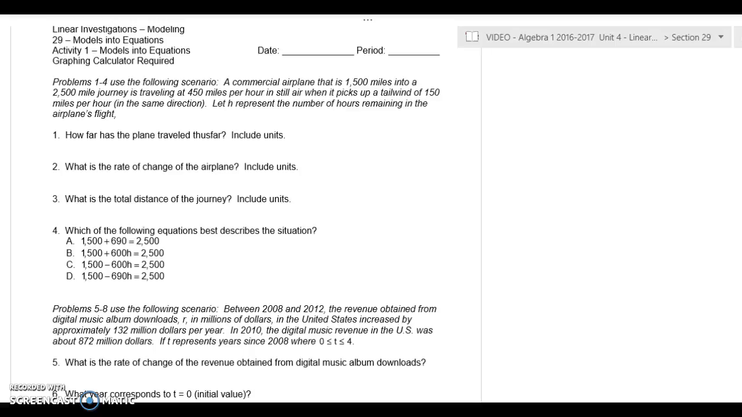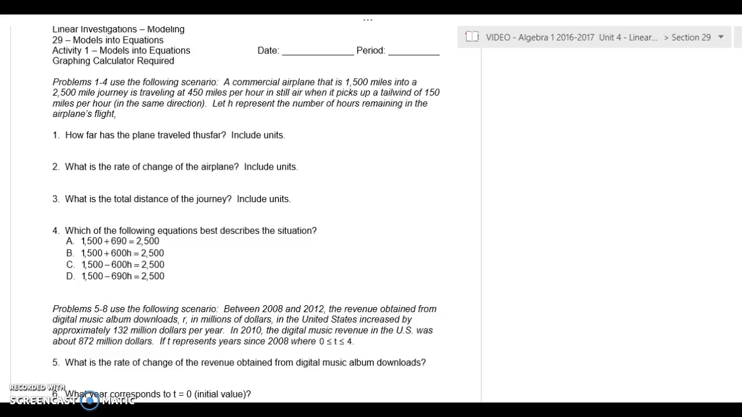In this section, we're going to look at how to turn a model or a situation into an equation that we can actually use to solve for certain quantities. So in the first scenario we have problems 1 through 4 use the following scenario. A commercial airplane that is 1,500 miles into a 2,500 mile journey is traveling at 450 miles per hour in still air when it picks up a tailwind of 150 miles per hour. The tailwind is going to push them in the same direction. Let H represent the number of hours remaining in the airplane's flight.